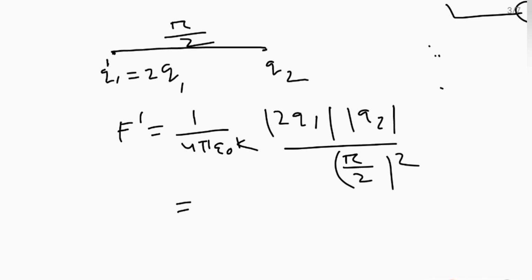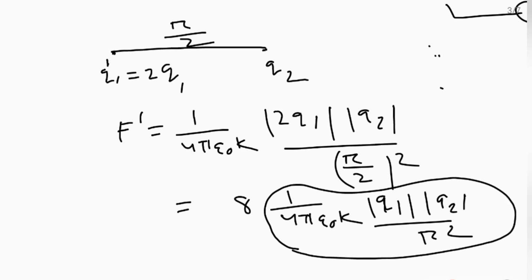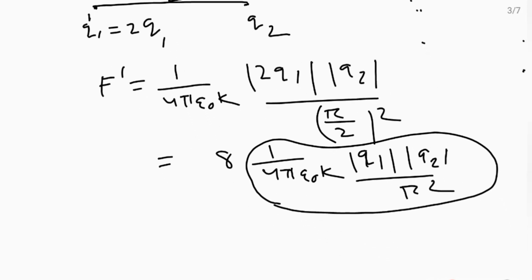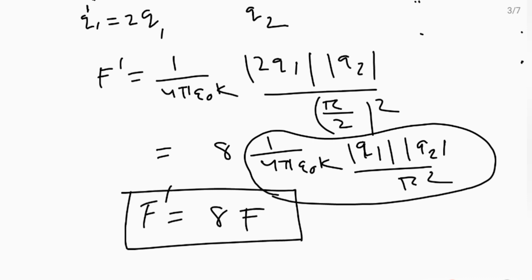It will be 8 times 1 by 4 pi epsilon k, Q1 modulus into Q2 modulus by r square. So we can put this value as F. So what will it be then? It's simply 8F. So the new force will be 8 times the initial force when one of the charges is doubled and the distance between them is half. So now we will go to the next question.